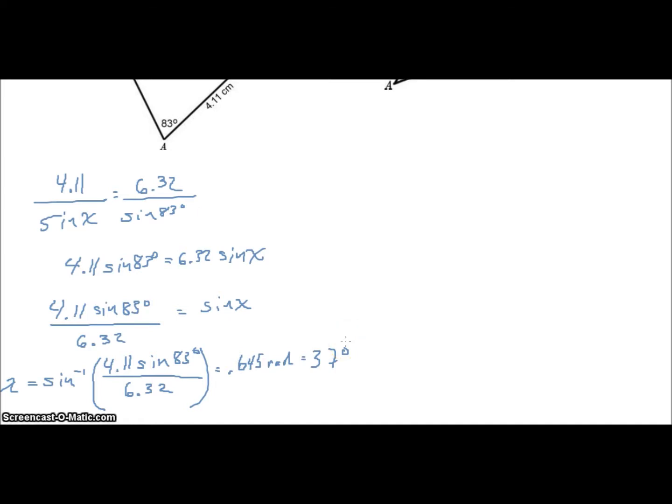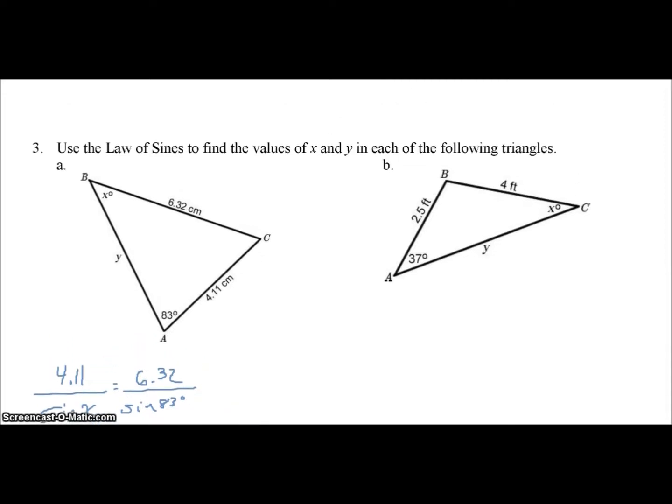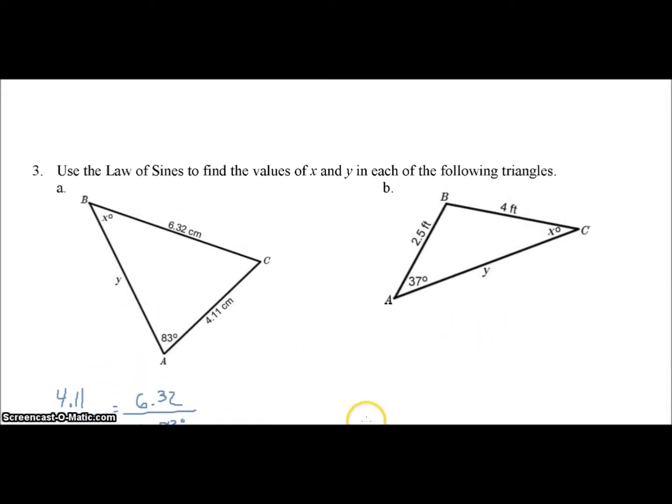Okay, and I got 37 degrees, 40.2 degrees. Well, that means that we can find angle C: 180 minus 40.2 minus 83, get 56.8.